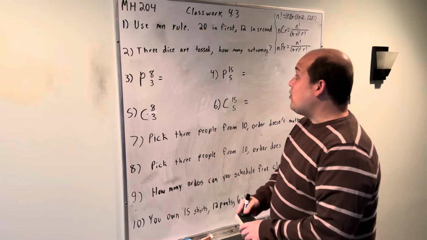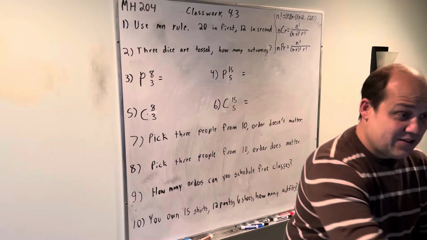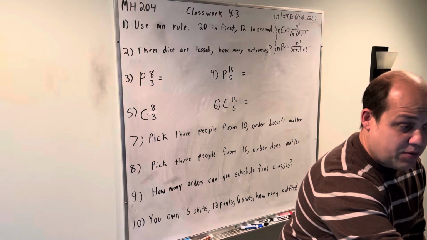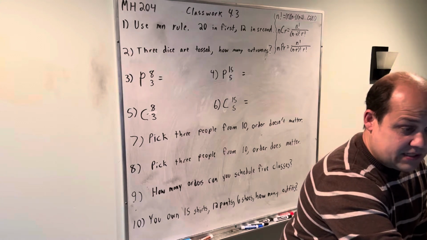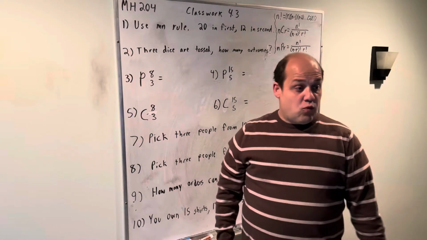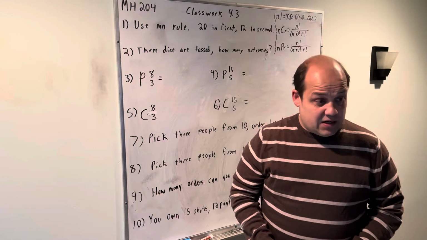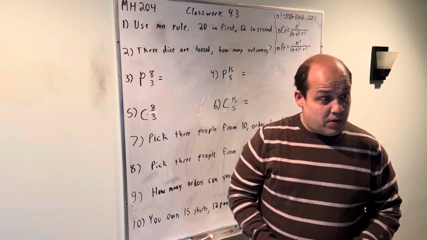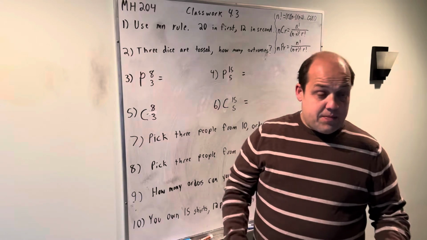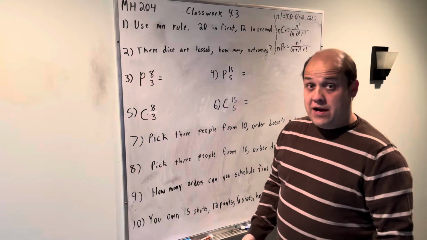So when we're given something from the MN rule in WebAssign, the phrasing looks like it does if you look at this classwork PDF that I put up to go along with this. Basically, it says something like, use the MN rule to find the number of items. There are 2 groups of distinctly different items, 20 in the first group and 12 in the second group. If you select one item from each group, how many pairs can you form? 20 in the first, 12 in the second, how many pairs can you form?